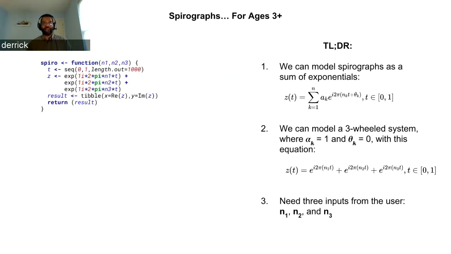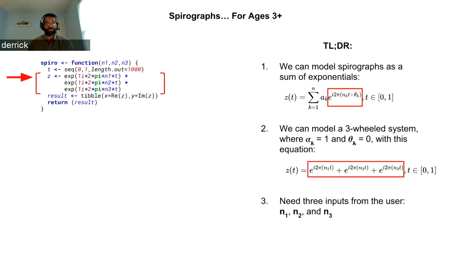In R, we can write a function to model this equation. Our function will accept 3 inputs from the user, representing our 3 n values. We're going to create a vector of 1,000 points. Then we'll solve our sum of equations.